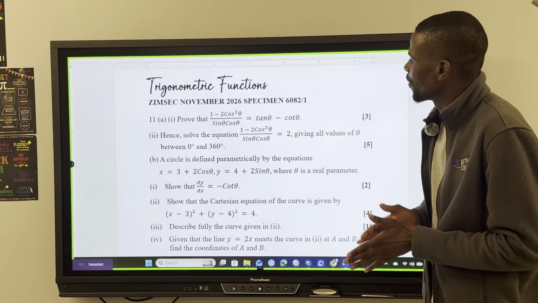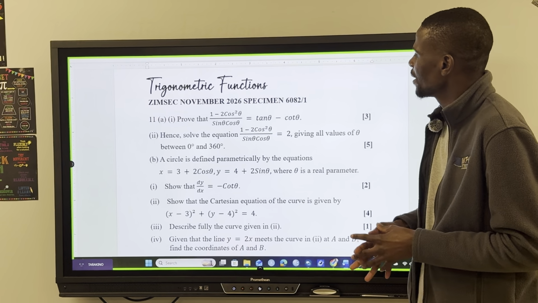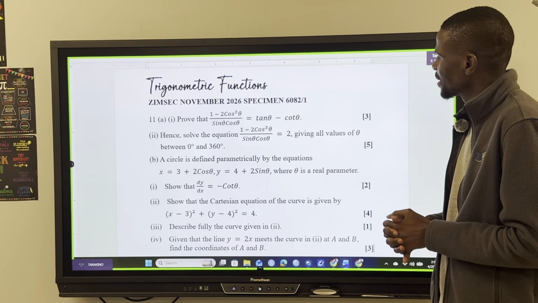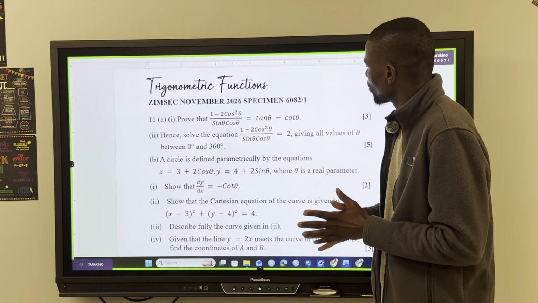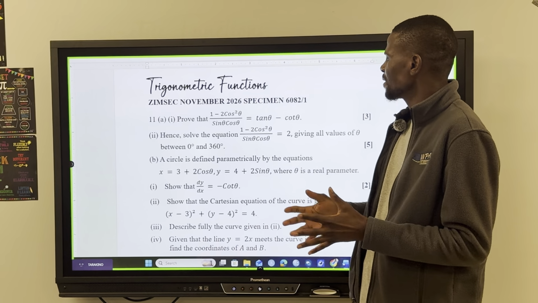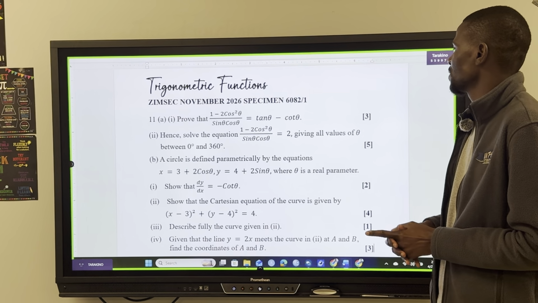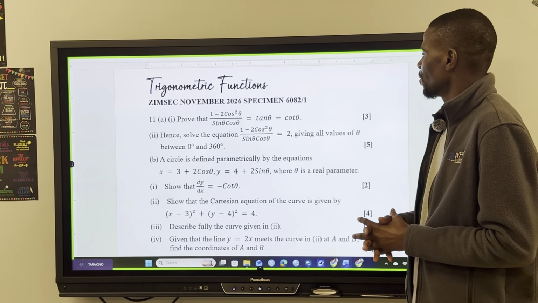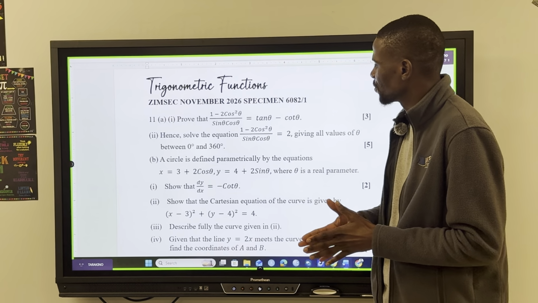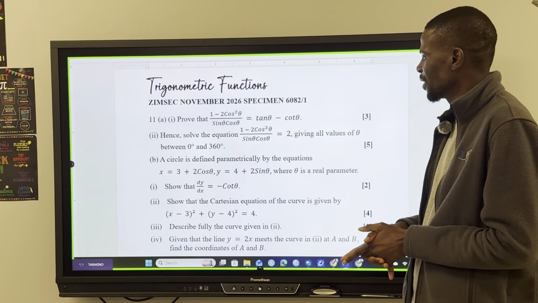All right, so the question reads 11a, item 1, prove that (1 minus 2 cos squared theta) over (sine theta cos theta) is equal to tan theta minus cot theta. Item 2, hence solve the equation (1 minus 2 cos squared theta) over (sine theta cos theta) equal to 2, giving all values of theta between 0 degrees and 360 degrees.